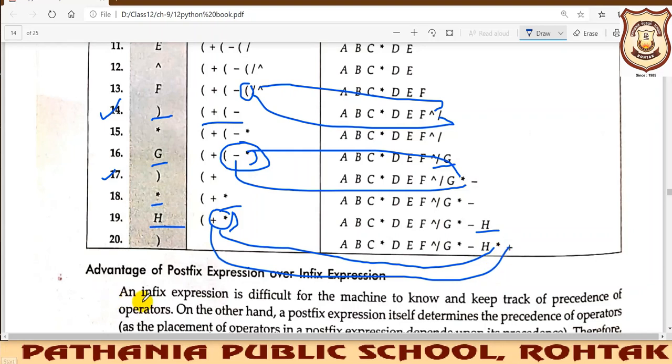So I hope it is clear to you. In this way we have the postfix expression. Fine. If you have any doubt, please rewind this video and see it again.